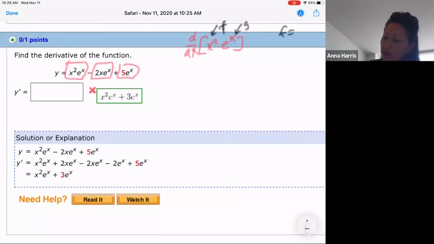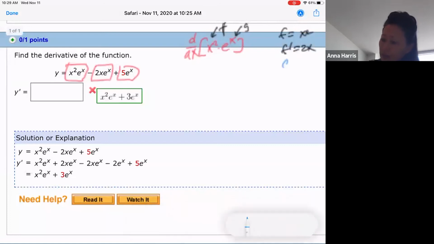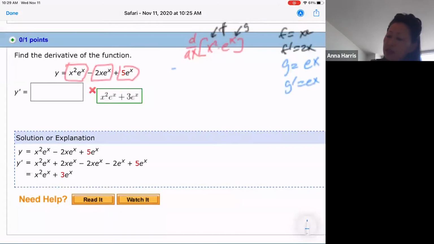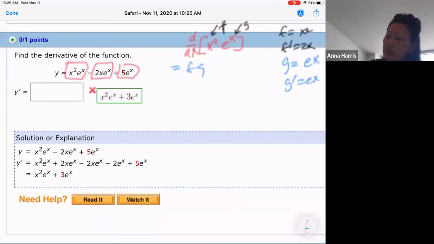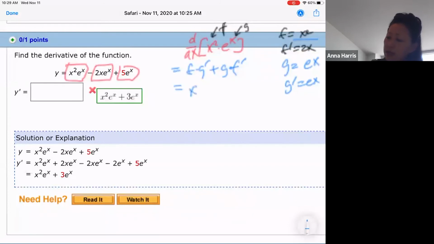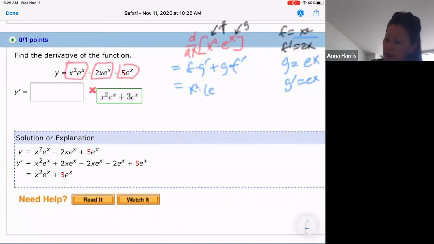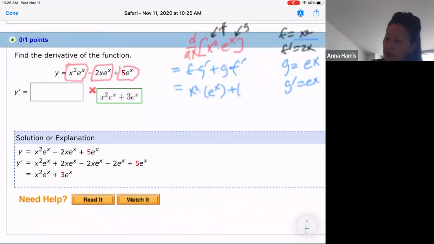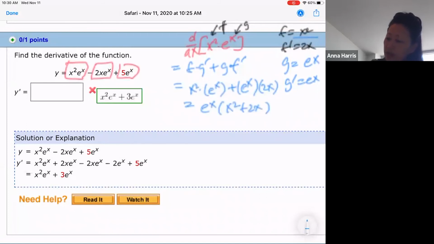So f is equal to x squared, f prime equal to 2x. G is equal to e to the x, and g prime is e to the x. And you're gonna say this is equal to f times g prime plus g times f prime. So you're gonna say, okay, I have x squared, g prime, e to the x, plus g, e to the x, times f prime, 2x. So I have e to the x times x squared plus 2x. So I'm done with that part here.